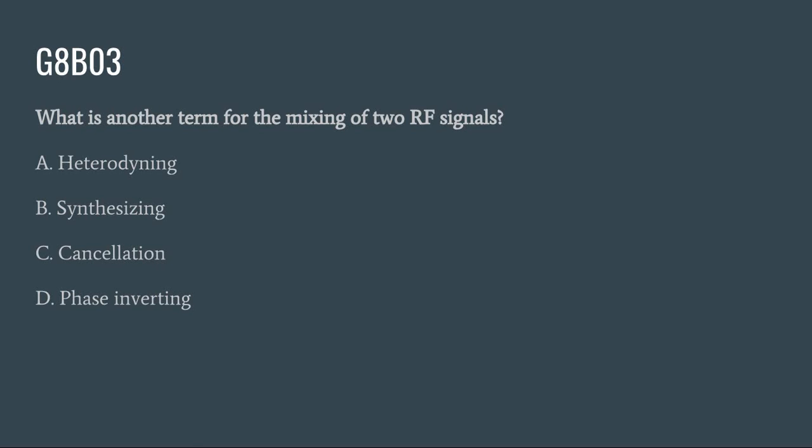G8B03, what is another term for mixing of two RF signals? A. Heterodyning. B. Synthesizing. C. Cancellation. Or D. Phase inverting. Correct answer, A. Heterodyning.